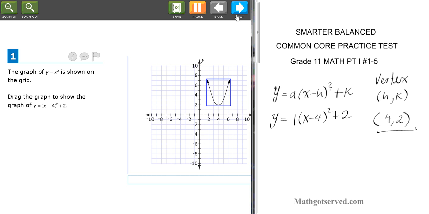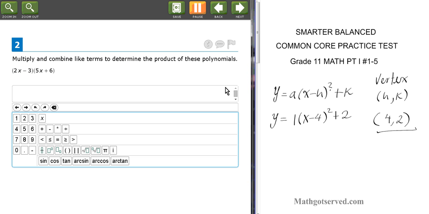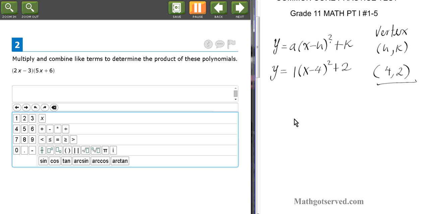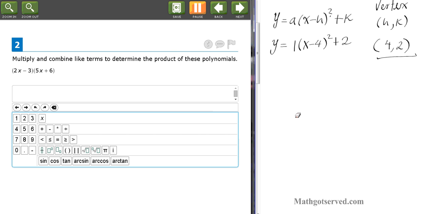Okay, let's move on to question number 2. To advance, you simply click on the next button on the upper right corner of your test page. Question number 2 reads, multiply and combine like terms to determine the product of these polynomials. So this problem is assessing our ability to expand or to find the product of polynomials. For problem 2, we have two linear quantities, 2x minus 3 times 5x plus 6.